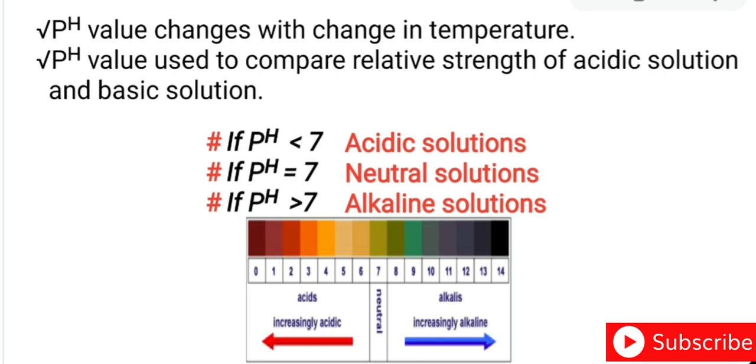Okay, so now, pH value is used to compare the relative strength of acidic or basic solutions. If the pH value is less than 7, then the solution is acidic in nature. When we move from 7 to 0 on the pH scale, the acidic character increases gradually. And when we move from 7 to 14, the basic or alkaline character increases. If the pH value is equal to 7, the solution is neutral, and if the pH value is greater than 7, the solution is alkaline in nature.